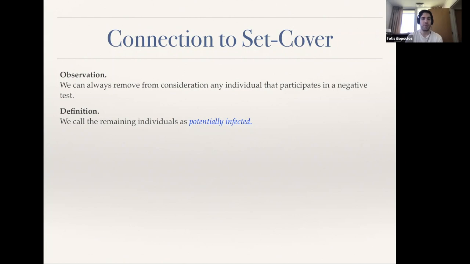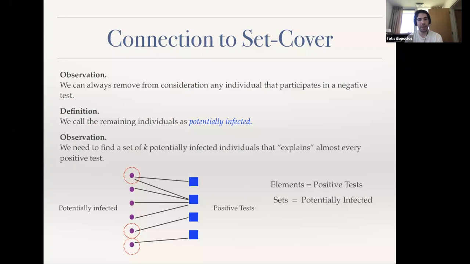So right. After we remove any individual that participates in a negative test, the individuals that remain are actually sublinear in the initial population, and we call them potentially infected. Okay. Now, in the space of potentially infected individuals, finding k of them that satisfy every test basically can be seen as a set covering problem in the following sense. Or a vertex covering problem in the bipartite graph, if you will. So the elements of the set cover problem are the positive tests, and the sets correspond to potentially infected individuals and contain all the positive tests in which these individuals participate.